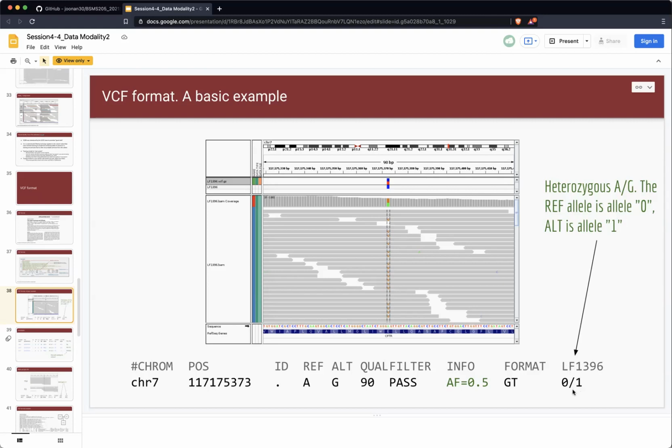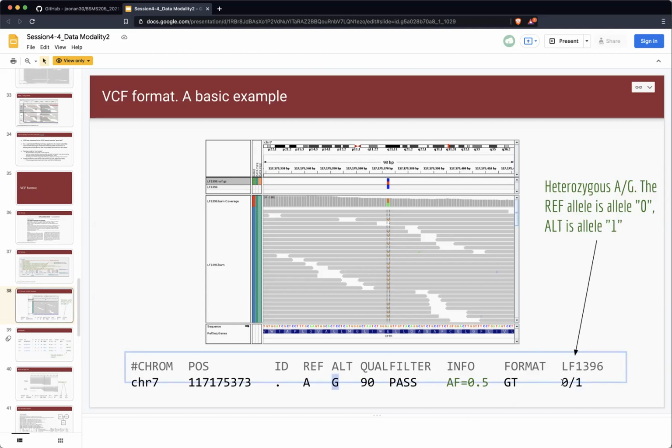So that means the heterozygous genotype. You can think about it like this: this is the diploid situation. So the first allele and the second allele, right? The first allele is the 0, where 0 is equal to the reference allele. And the 1 is the alternative allele, right? So this is the 1 here.